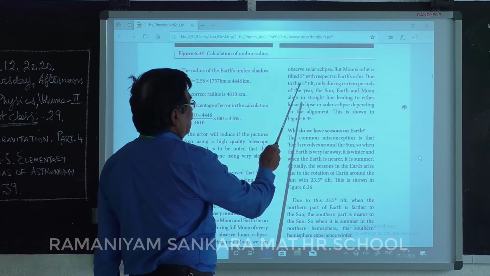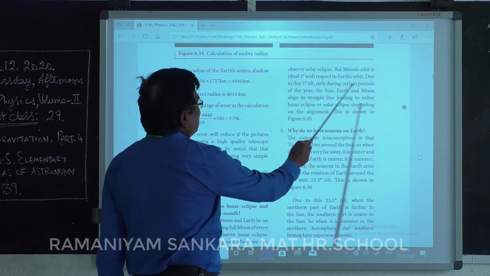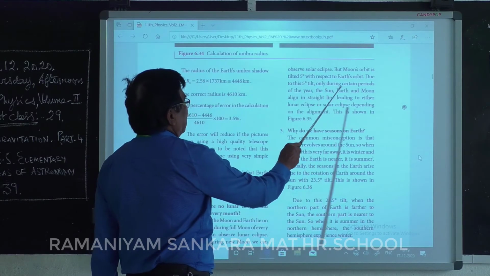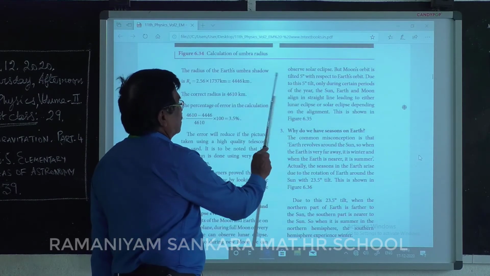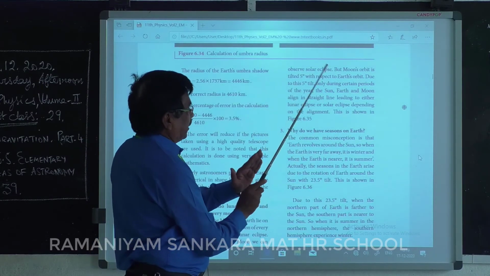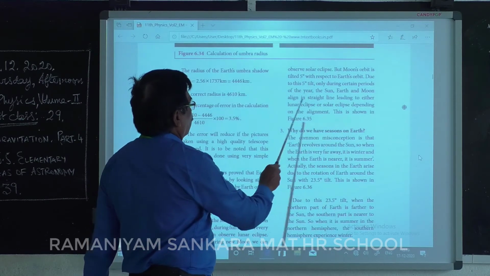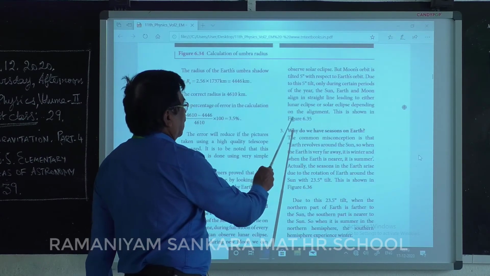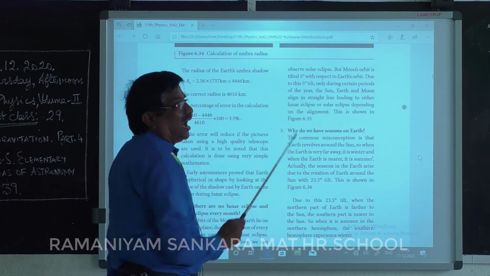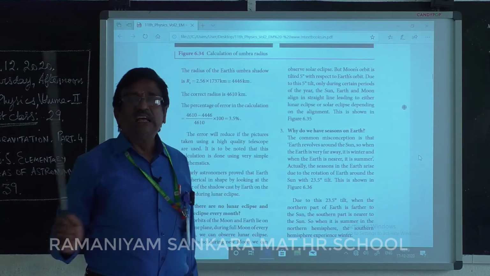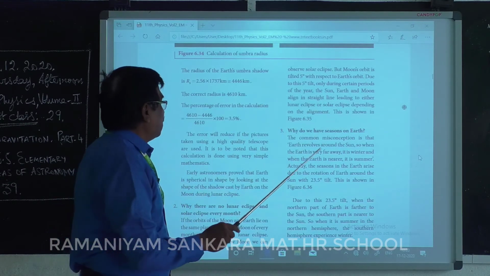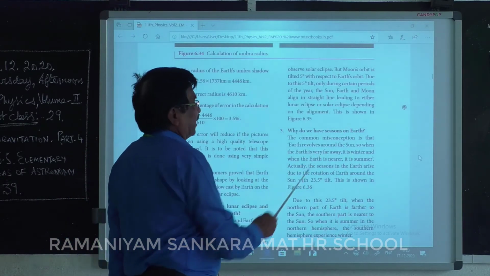Due to this 5 degree tilt, only during certain periods of the year do the sun, earth and moon align in a straight line. Try to understand, because of the tilt. Because of the 5 degree tilt of earth and moon, we get either a lunar eclipse or a solar eclipse depending on the alignment. What is alignment? Sun, earth, moon on the same line. This is called alignment.